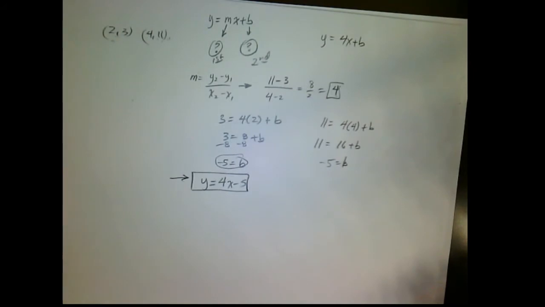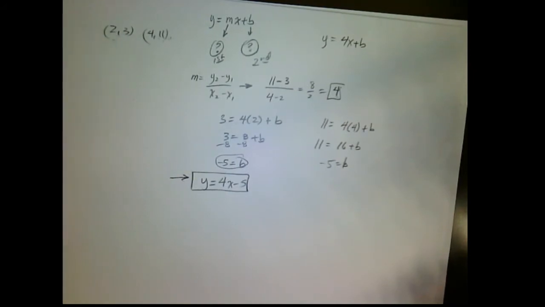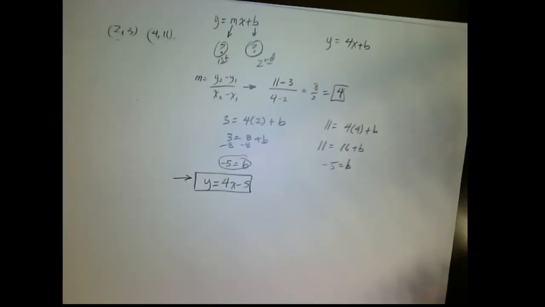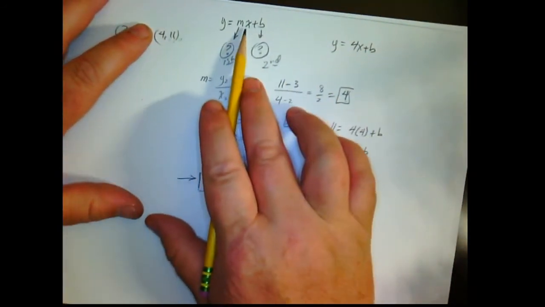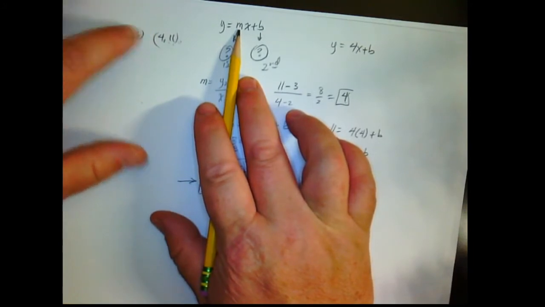So, first thing first, right? Plug in your 2 points to find your slope. Second thing you're going to do, use y equals mx plus b. Plug your slope in. And then plug in one of these points, x and y.